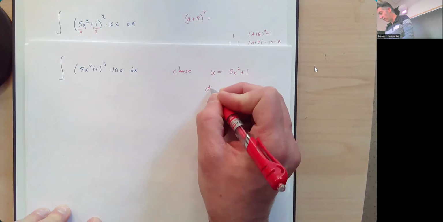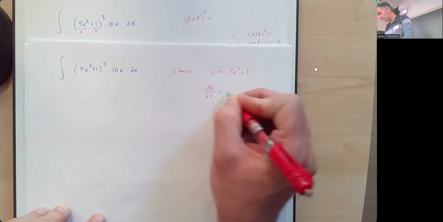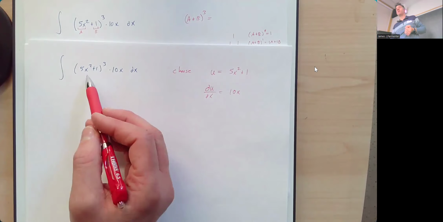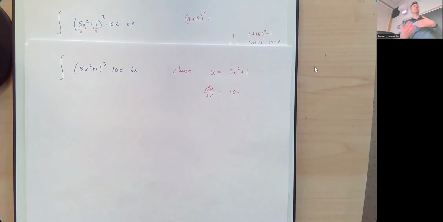The derivative of u with respect to x is exactly 10x, and I have a 10x in my integral. The other thing that I usually look for when I'm thinking about what might be a good candidate for u is something that is stuck inside some other function. It's like the insides of a sine or a cosine or being raised to a power or a square root. So here, oh, this 5x squared plus 1 is being raised to the third power. It's like I have some stuff to the third power, and I'm looking for u to be my stuff.